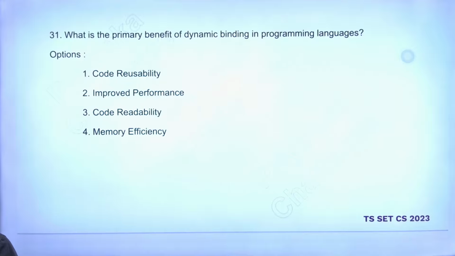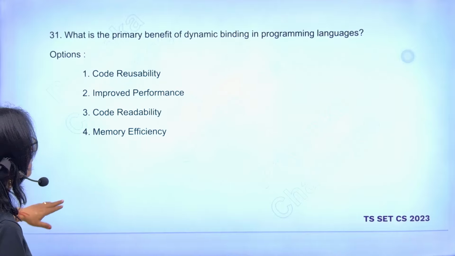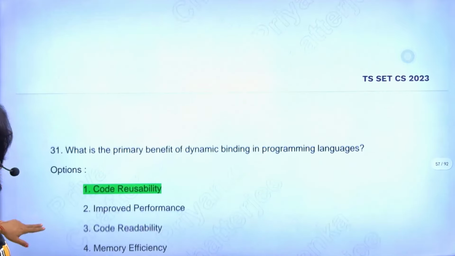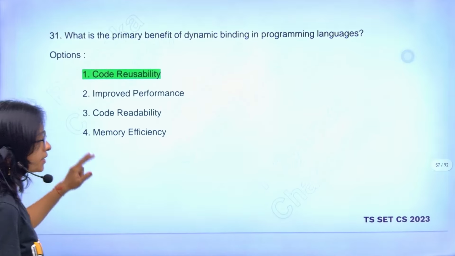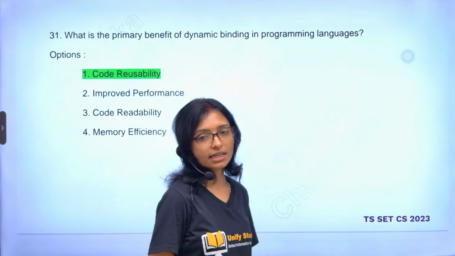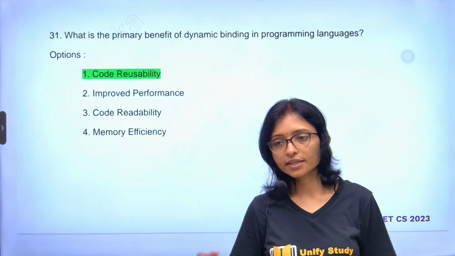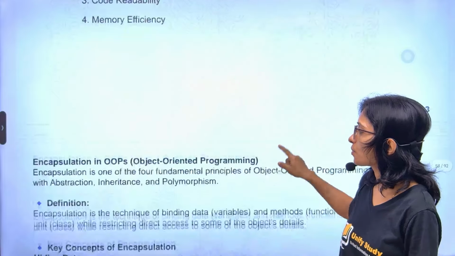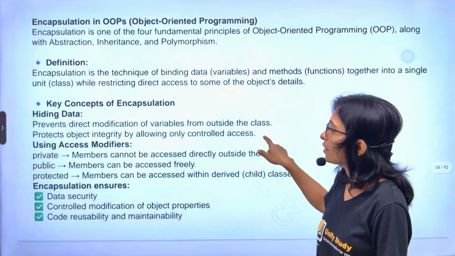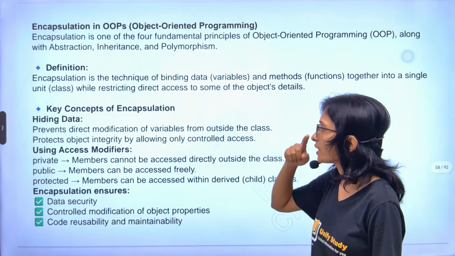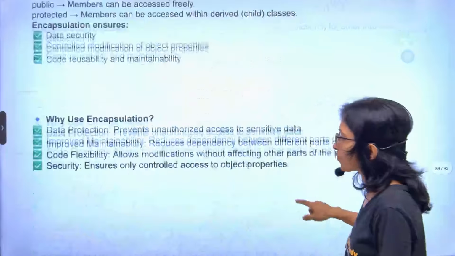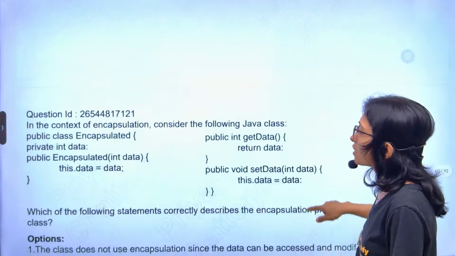What is the primary benefit of dynamic binding in a programming language? Code reusability. Dynamic binding is using the code reusability. So the answer is this one. Now here, this is your encapsulation and all the concepts that we already learned yesterday.